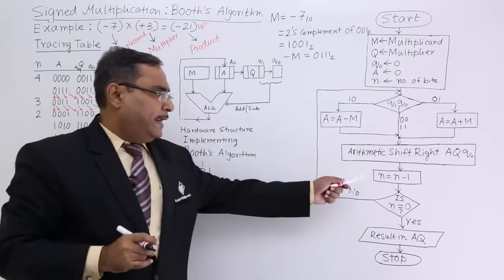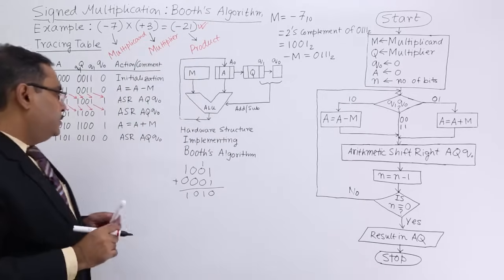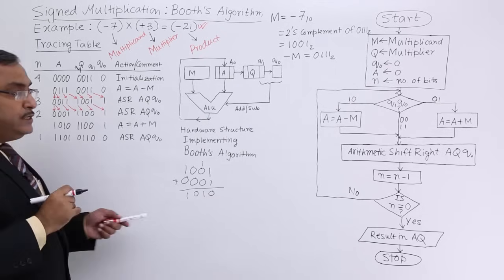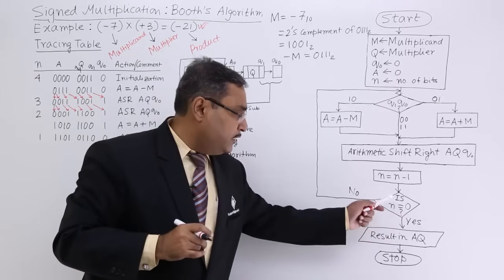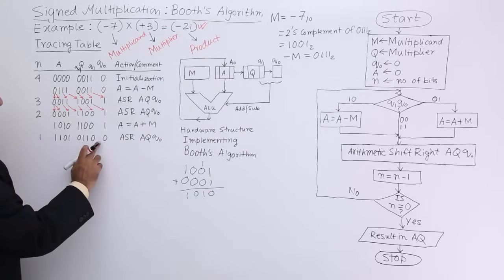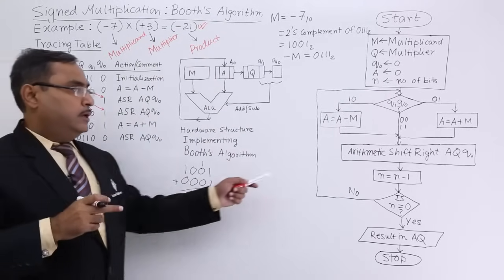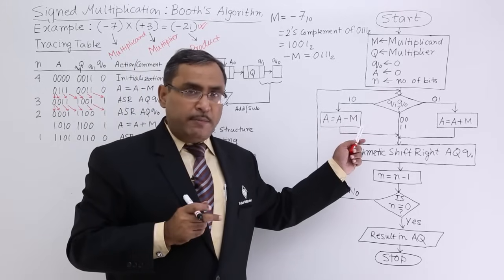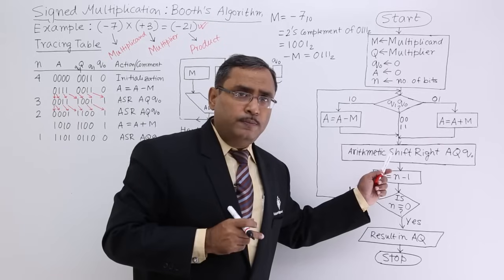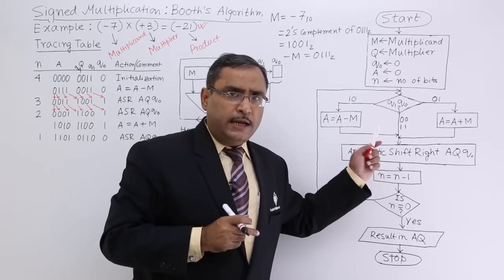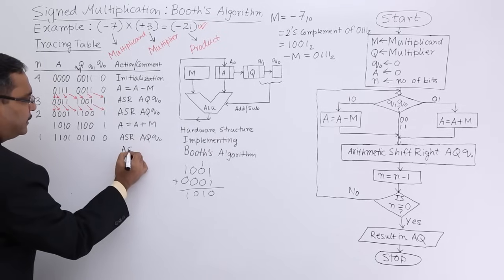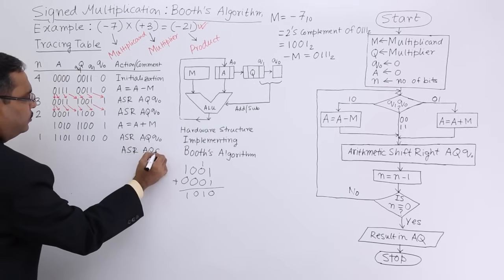Now the value of n has to be decremented by 1. So this 2 will become 1 here. Is 1 equal to 0? Obviously no. So I shall be going for this. And what is the value here? 0 0. 0 0 means what? I shall not be doing A is equal to A minus M or A is equal to A plus M. I shall go directly to arithmetic shift right A Q Q 0. So I shall go for arithmetic shift right A Q Q 0.